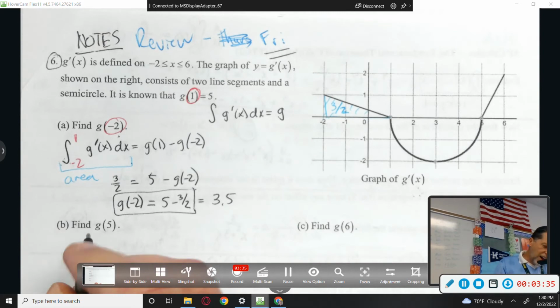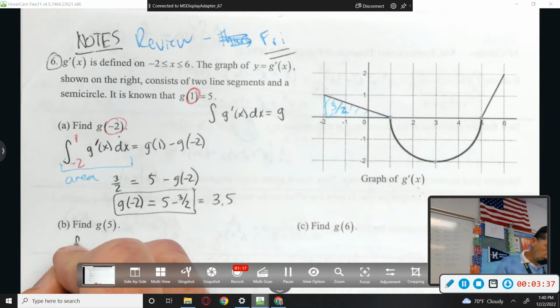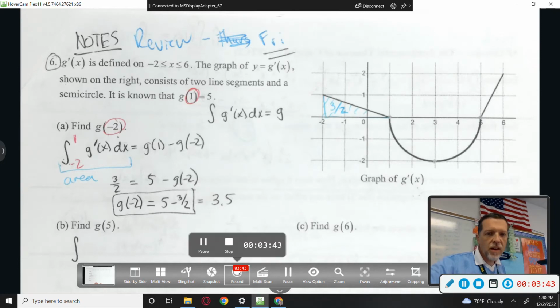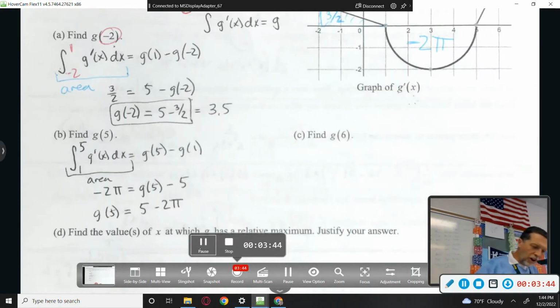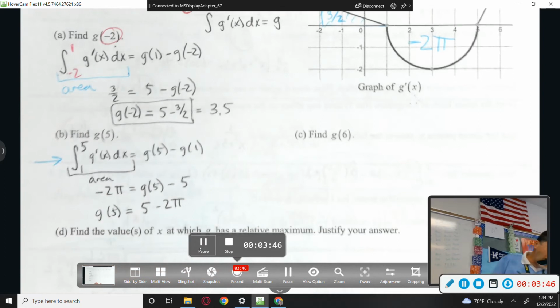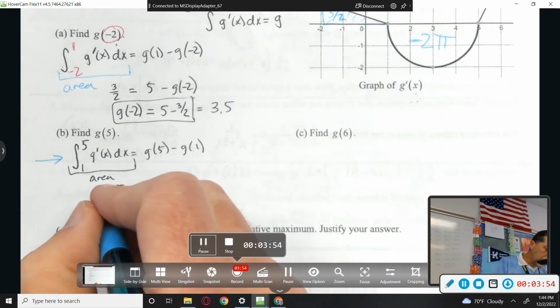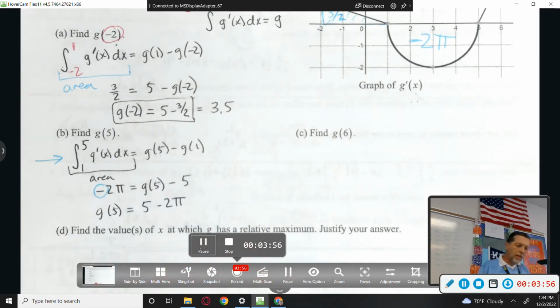Find G of 5. I'm going to press pause. Why don't you try to find G of 5? Sort of encouraging. Almost everybody had this part right. It's like you knew how to set it up. You knew which x values to pick. You knew that the antiderivative of G prime is G. All good there. The big mistake was that one.